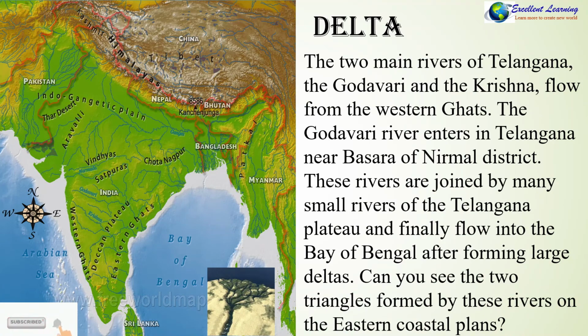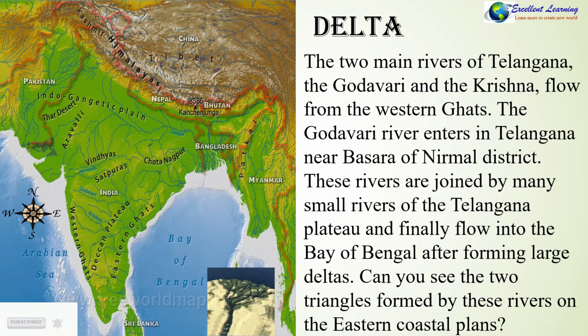Children, now you can see the two main rivers of Telangana, the river Godavari and the river Krishna, flow from the Western Ghats. The river Godavari enters Telangana near Basar of Nirmal district. These rivers are joined by many small rivers of the Telangana plateau and finally flow into the Bay of Bengal after forming large deltas.